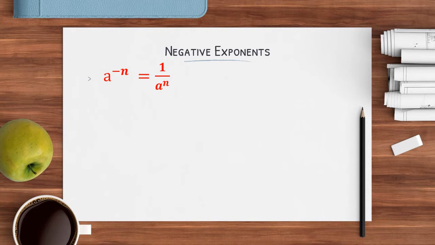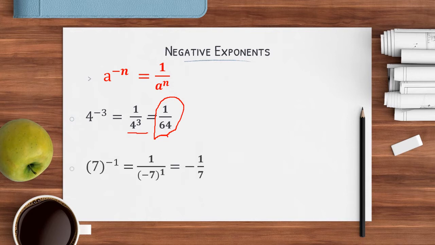Let's have another example, which is a raised to the negative n is equal to 1 over a raised to n. Then the example is 4 raised to the power of negative 3 is equal to 1 all over 4 raised to positive 3. As you can see, we have 4 raised to the power of positive 3, so it is not yet done. 4 raised to the power of 3, or 4 multiplied by 4 multiplied by 4, is 64. Therefore, the answer is 1 all over 64.